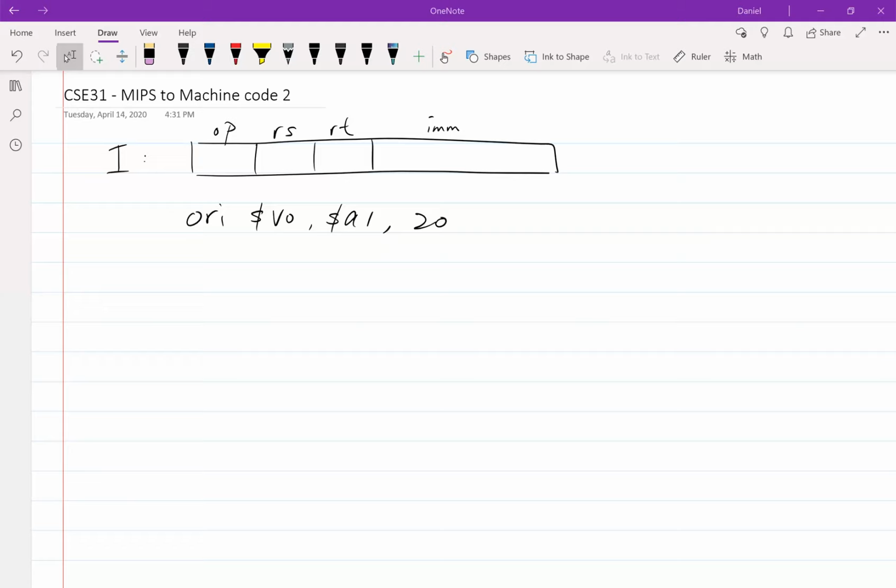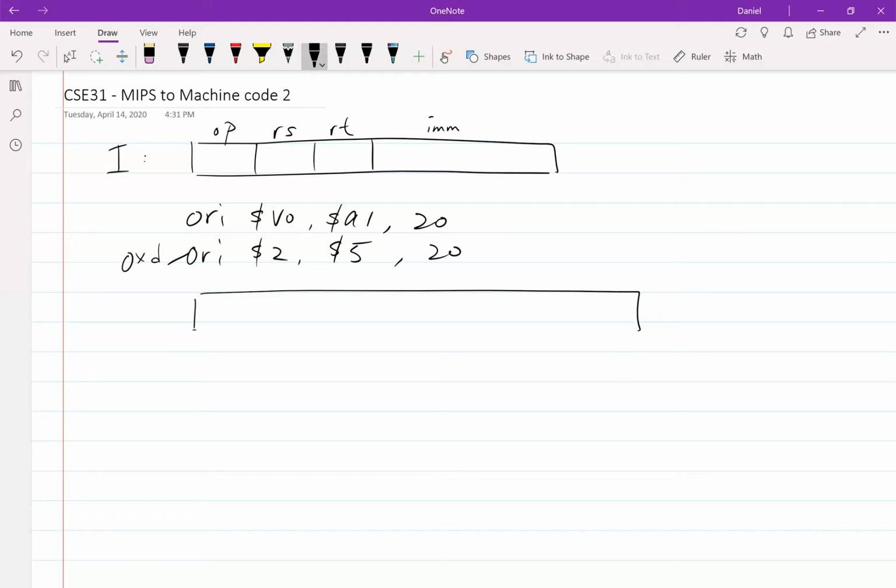So let's go back to the note. I have V0, so let's rewrite it into register numbers. V0 is register 2, A1 is register 5, and 20 is just the immediate, right? And what is the ORI opcode? Opcode is hexadecimal D, right? So given that information, let's fill in the blanks.